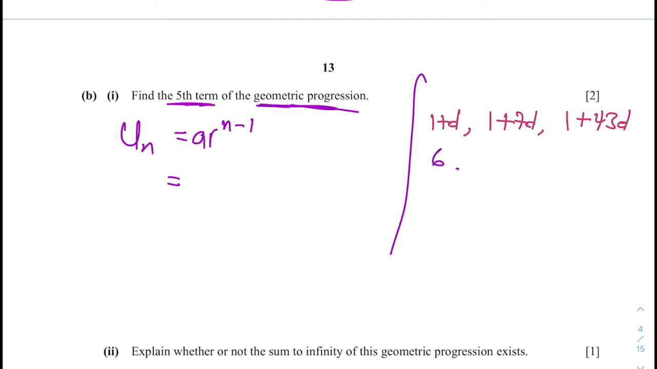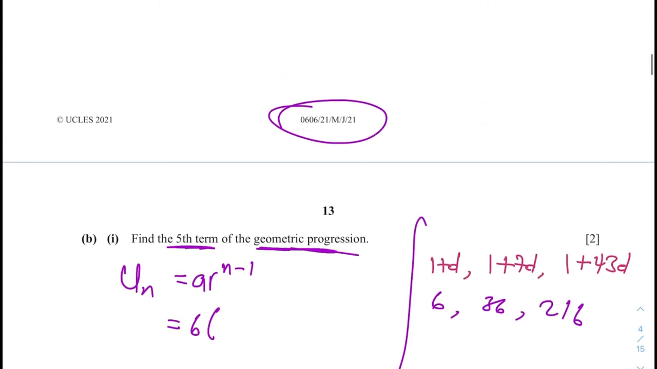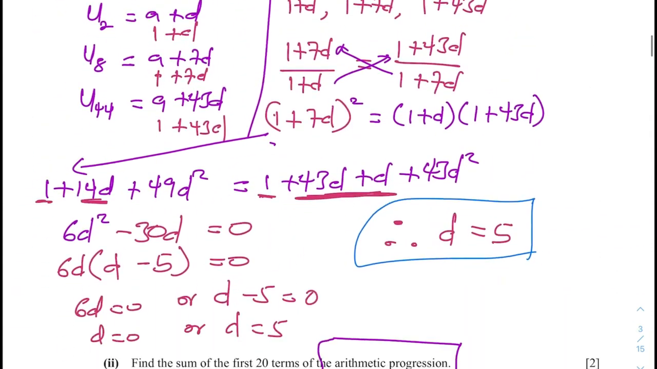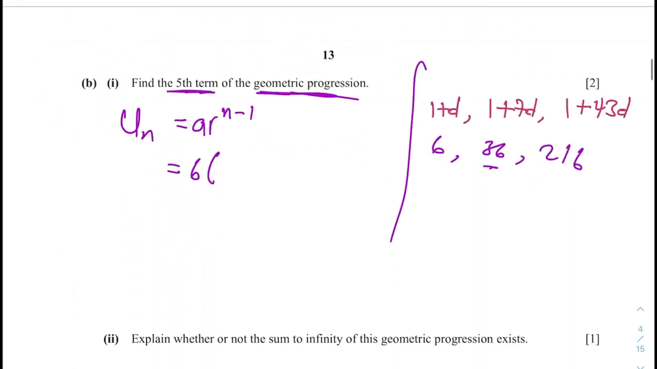And you know that d is 5. So that means you have 6. And then you have 1 plus 7 into 5. That's 36. And then you have 1 plus 43 into 5. That is 216. Okay, so your first term is actually 6. And then the common ratio, have we found it? I don't think we have. But we can always find it because it's this over that. So common ratio is 36 over 6, giving us 6.